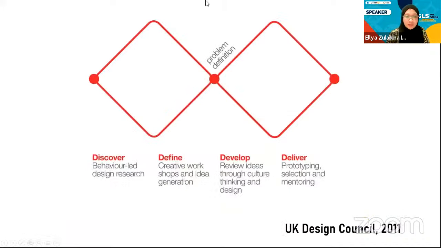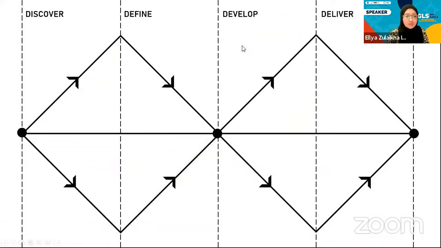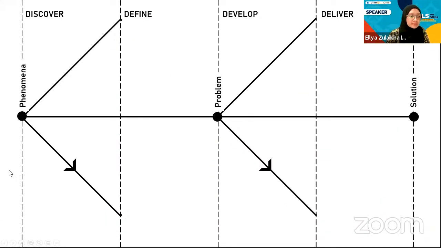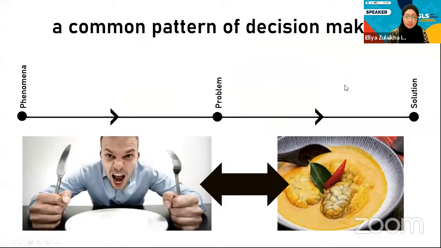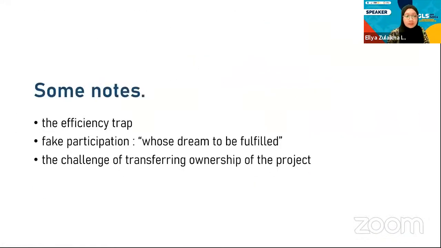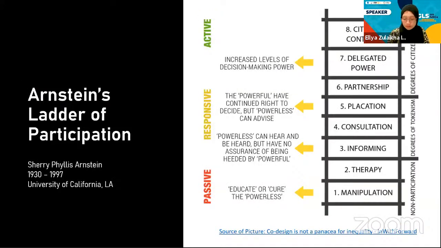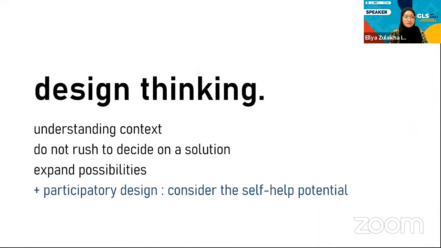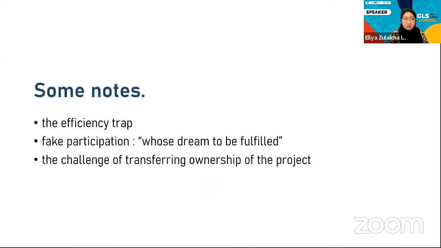While in design thinking, for example, in a double diamond design thinking project, this is what happened. This is the difference: explore during discover and explore during develop. So instead of asking people to only have one option, instead of just top down, we give people some options. Okay. So design thinking is about understanding context and not rushing to decide on a solution, and it expands possibilities. Plus, participatory design is about considering the self-help potential.